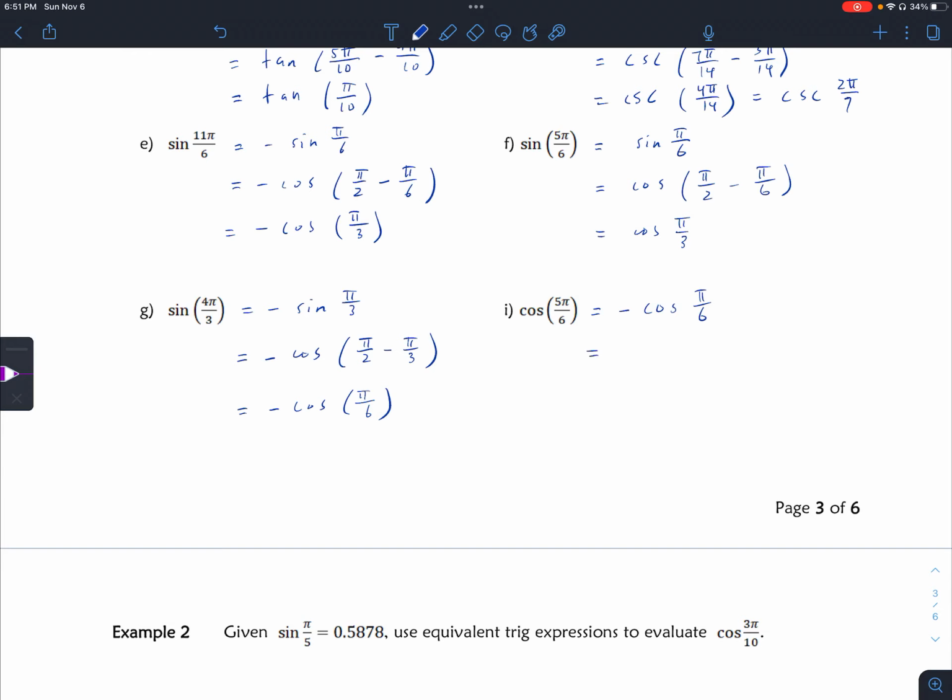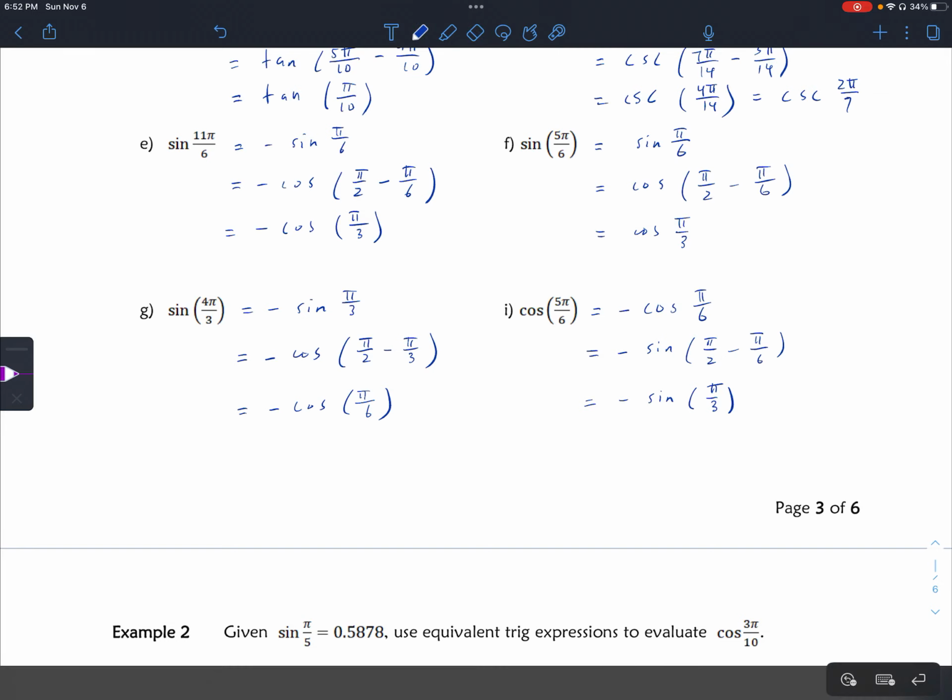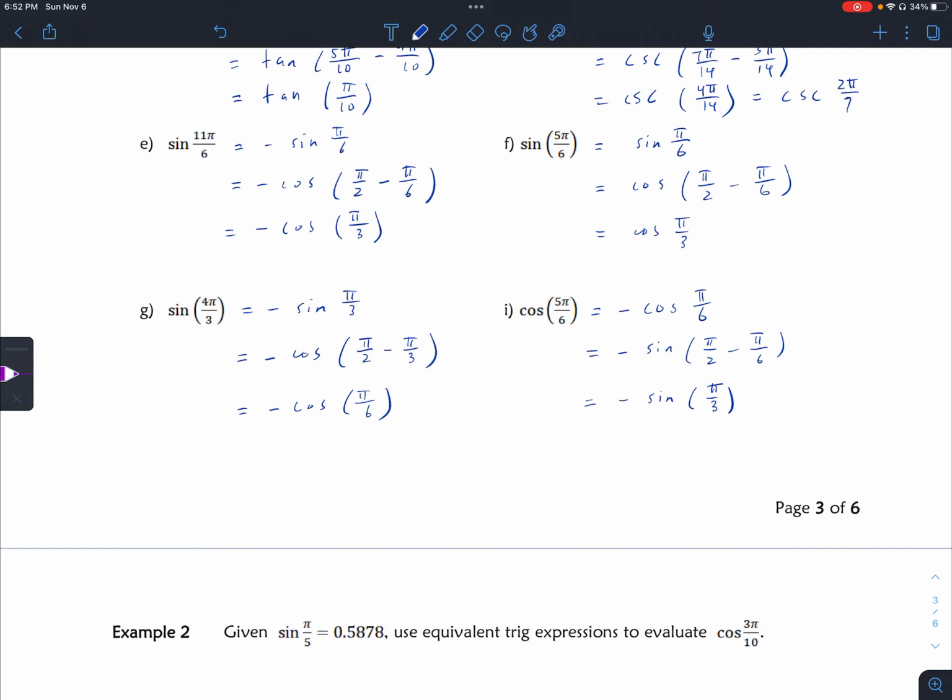And now using the cofunction identity, this is going to be negative sine of pi over 2 minus pi over 6, which is going to be negative sine of pi over 3, right? The complementary angle. Okay.